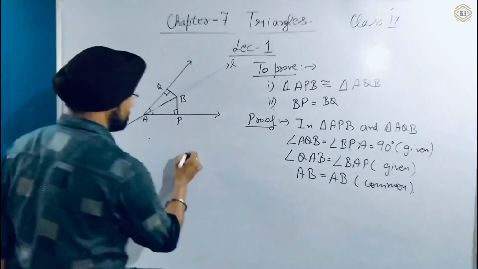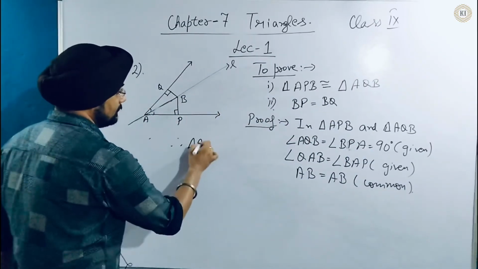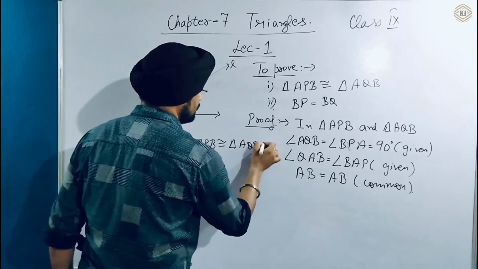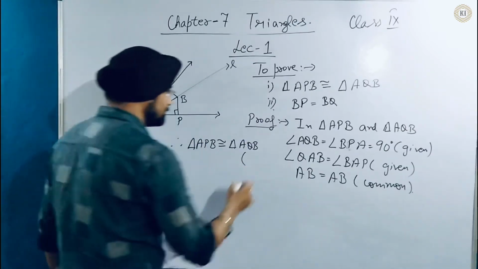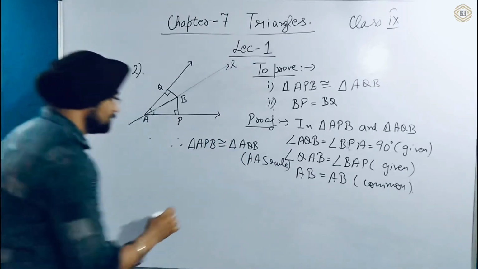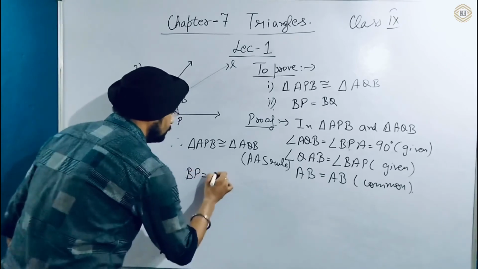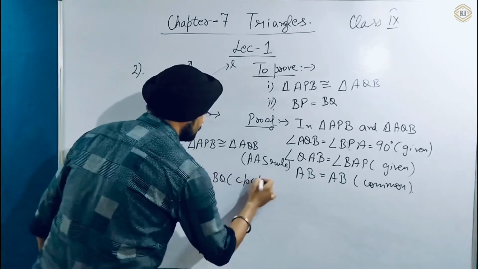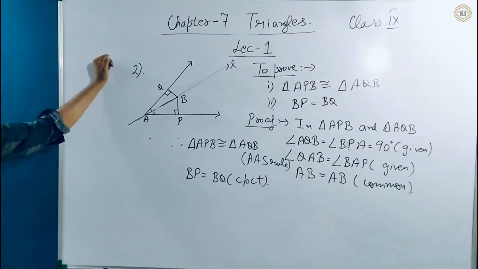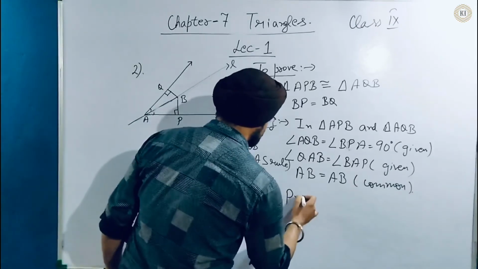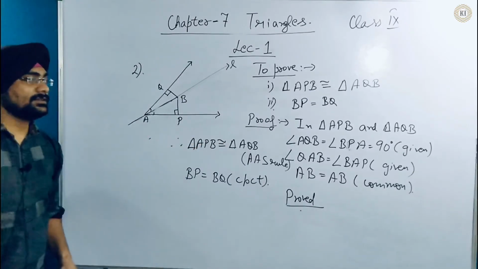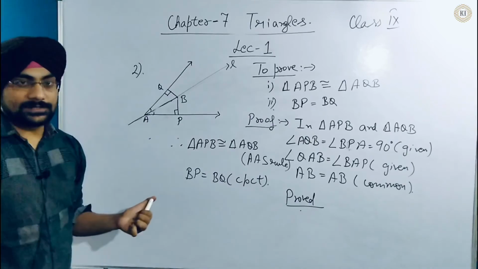So therefore triangle APB is congruent to triangle AQB by which rule? Two angles and one side, so we can write here the AAS rule. The first part is over. Second, BP is equal to BQ by CPCT. BP is equal to BQ are corresponding parts of congruent triangles. So both parts are proved. So this is the proof of question number second. Now let us see question number third here.